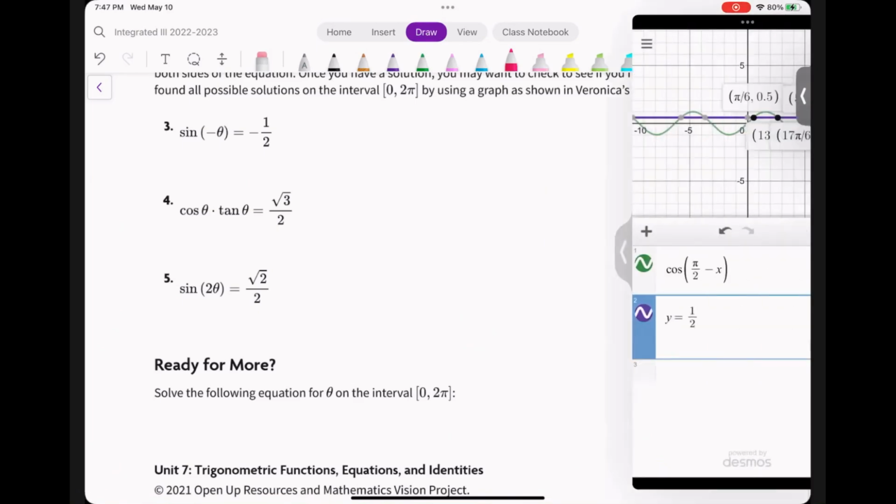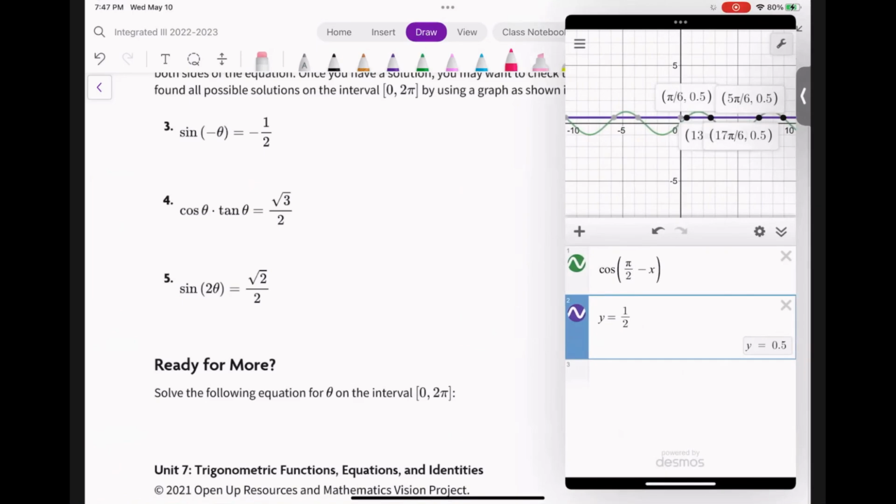Now, if you look at Veronica's, 17 pi over 6 is outside that 2 pi, 13 pi over 6 is outside that 2 pi. So your two answers in this case from 0 to 2 pi, your first rotation, are going to be pi over 6 and 5 pi over 6.